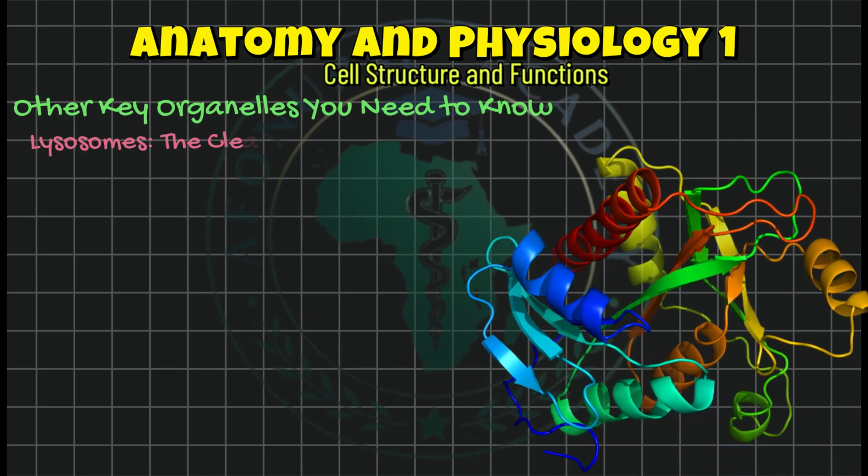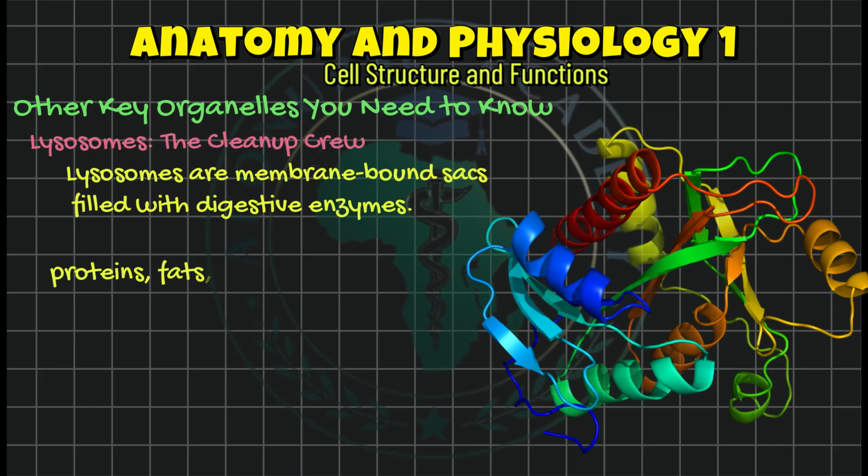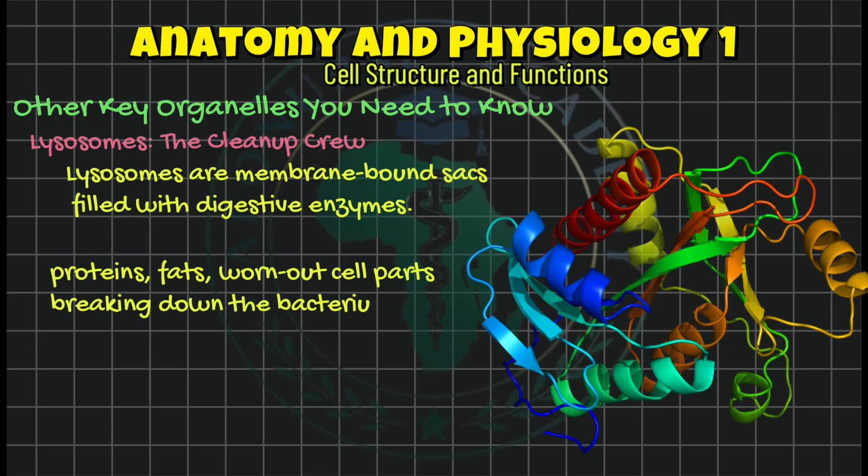Lysosomes, the cleanup crew. Lysosomes are membrane-bound sacs filled with digestive enzymes. These enzymes can break down proteins, fats, and even old, worn-out cell parts. Lysosomes are like the recycling and waste disposal system of the cell. When a white blood cell engulfs a bacterium, that bacterium ends up in a sac inside the cell. A lysosome fuses with that sac and releases its enzymes, breaking down the bacterium. The useful components are recycled and the waste is expelled.